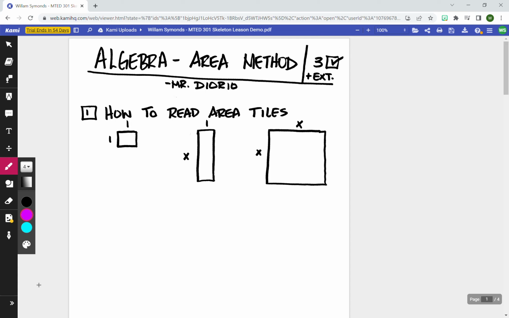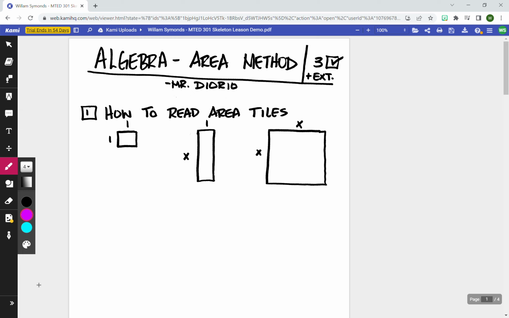Algebra 1 class. Today's lesson is on the area method, and we'll have 3 boxes to follow along with an extension for homework. So for this first box, we'll be reading how to read area tiles. This is actually important for us to go on with the lesson.